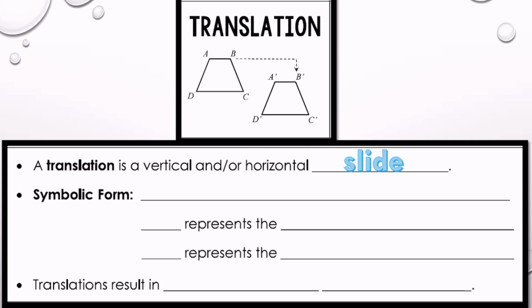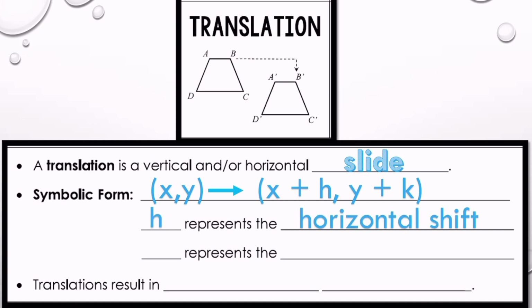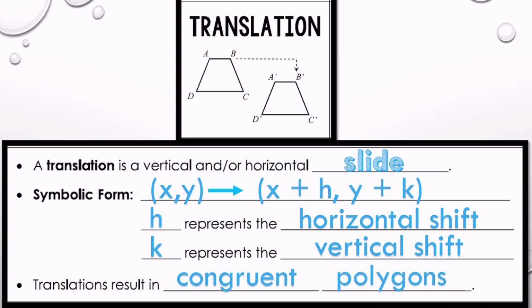Okay, so the algebraic form is if I take my ordered pair and I'm either adding or subtracting to x or adding or subtracting to y. The h and k just represents the shift. So h represents the direction I'm going left to right, and k represents the direction I'm going up or down. But what you need to remember when I do a translation, what results is congruent polygons, okay? When I finish this, my polygon will be the same. It's just sitting in a different position on my graph.